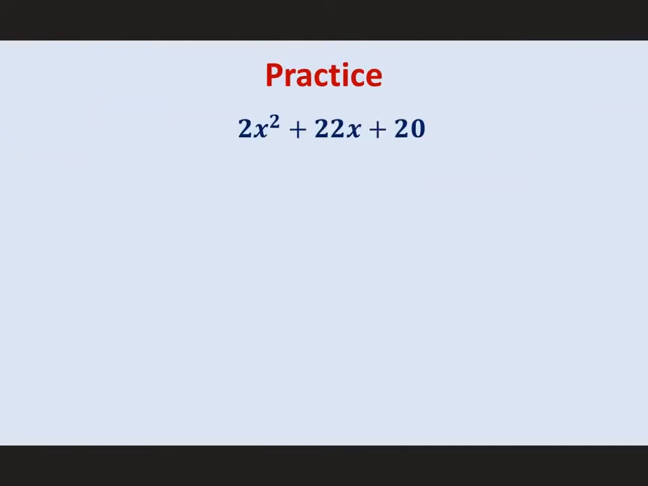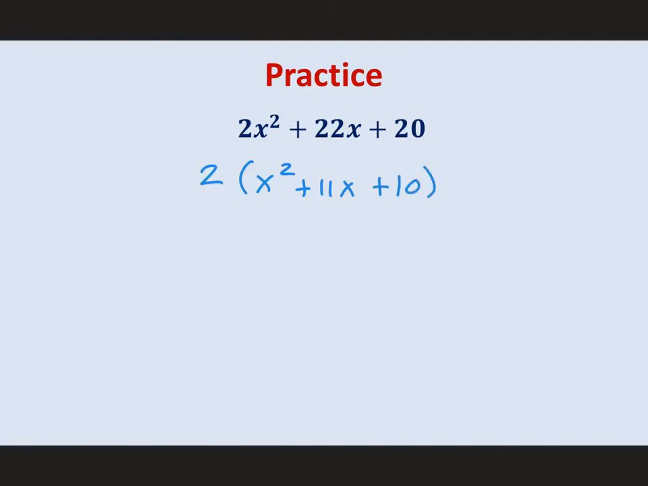All right, here's a practice problem for you. Use what we've talked about so far and give it a try. All right, hopefully this is what you did. Right off the bat, you saw that there was a common factor in 2x squared, 22x, and 20. We can pull out a 2. So right off the bat, you pull out the 2. You're left with x squared plus 11x plus 10.